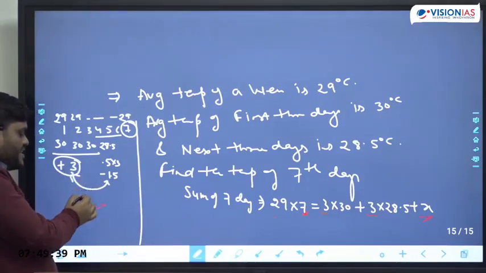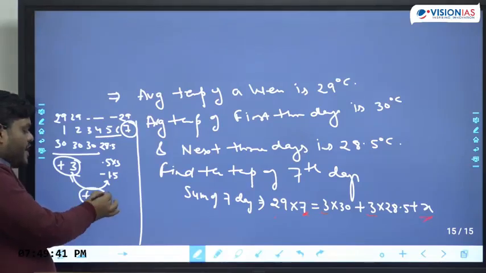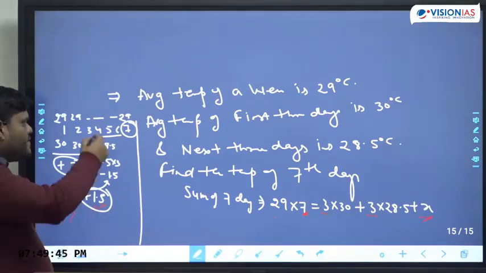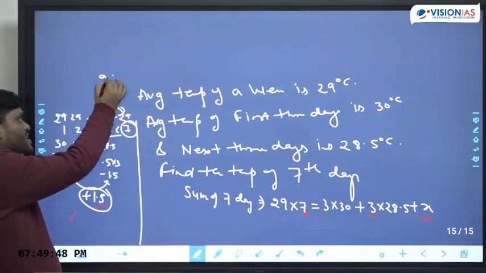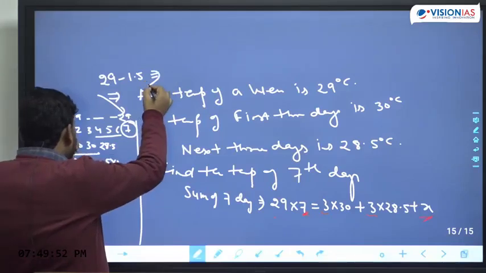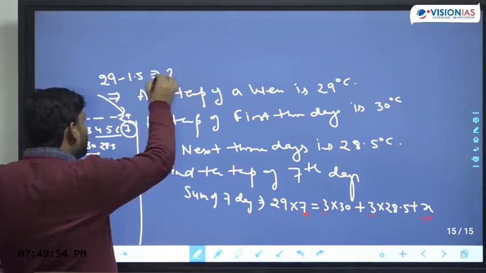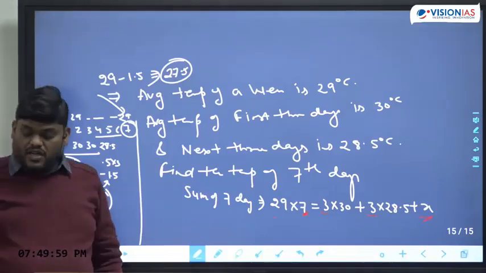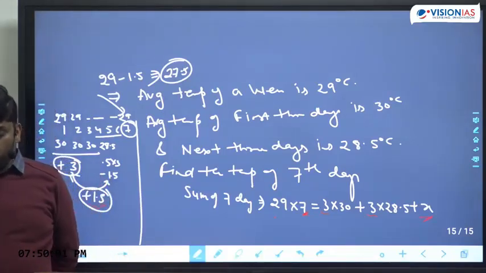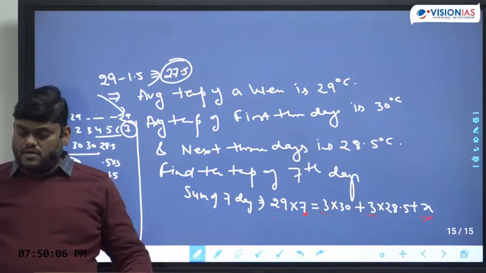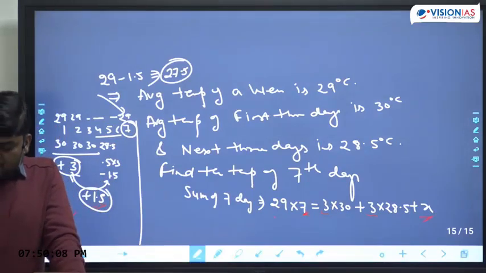So what happened in this group? There is an extra 1.5 value, or not? There is an extra 1.5 value. So what will the 7th day do? Instead of 29, he will come with 1.5 minus, and 1.5 minus means the answer will be 27.5. Not 28.5. The answer will be 27.5.